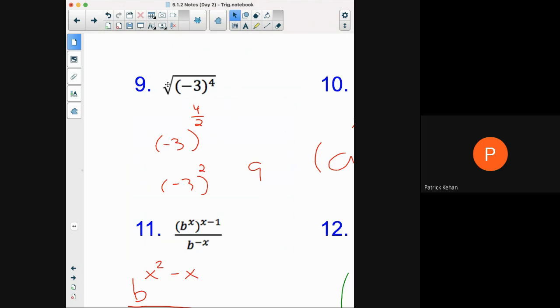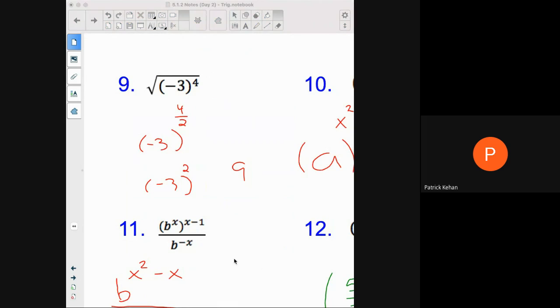And then in here, we can simplify this 4 halves into 2. So now we're dealing with negative 3 squared, which is 9. Be careful that you square negative 3 correctly. If you're using your calculator, make sure you group the negative and don't just hit negative 3 squared, because some of your calculators, the graphing calculators, will often produce a negative 9 there. All right, number 10.